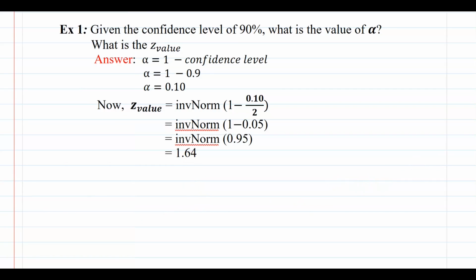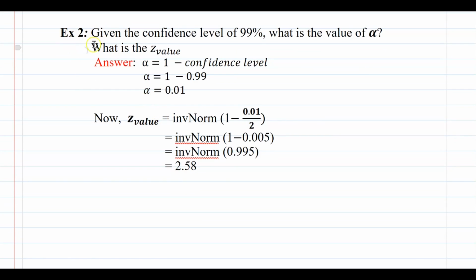Let's try another example. Here is our second example. Given the confidence level of 99%, what is the value of alpha and what is the Z value? For alpha, our formula is alpha equals 1 minus confidence level, and the confidence level is 99% or 0.99. So alpha is 1 minus 0.99, or alpha is equal to 0.01. Now for the Z value, we will use inverse normal of 1 minus alpha over 2, and our alpha, 0.01 divided by 2, is 0.005. So 1 minus 0.005 is 0.995.